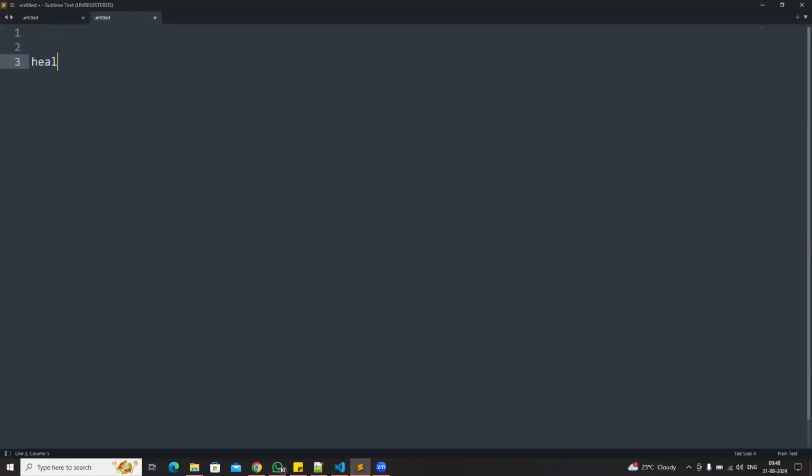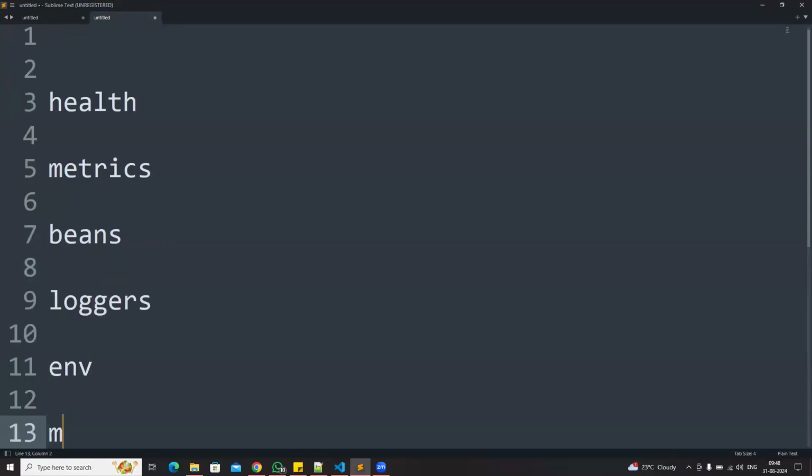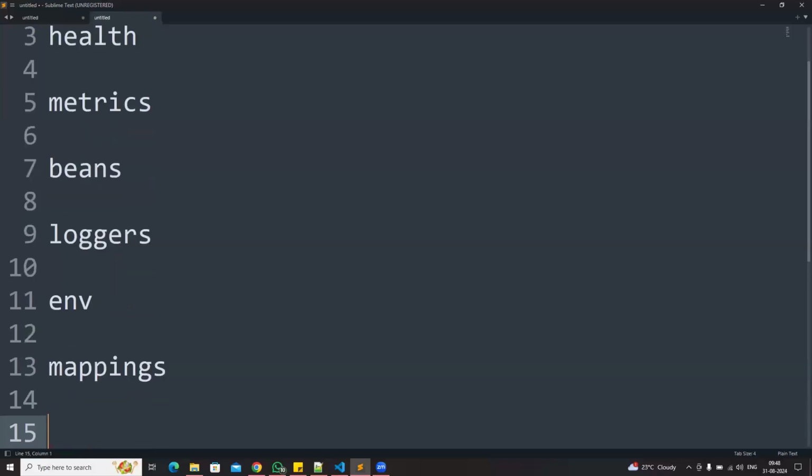So we have a health endpoint here. Actuator provides a health endpoint, and it also provides metrics. It provides beans, and it provides loggers. It provides env, it provides mappings, and it provides shutdown also.